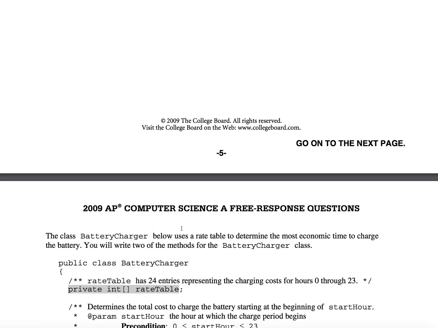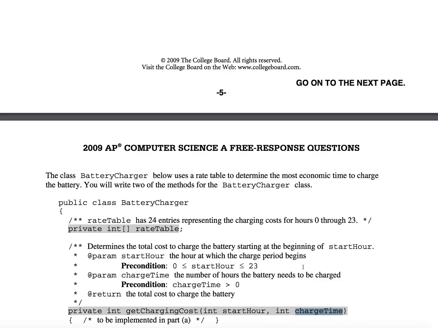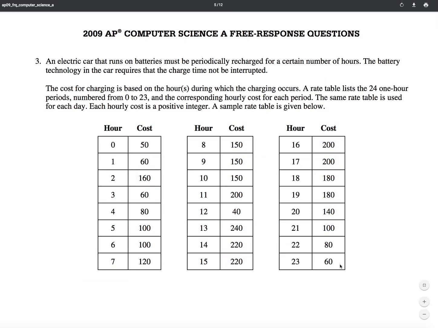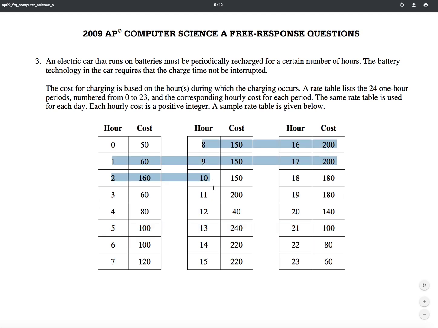Let's say the start hour was 3 a.m., and the charge time was 8 hours. Well, we would look at our chart here, and we would look at 3 a.m. That's the first hour. That's the starting hour. So we would take 60, add it to 80, add it to 100, add it to 100, add it to 120, and work our way down until we get to 8 hours. So it'd be 1, 2, 3, 4, 5, 6, 7, 8.